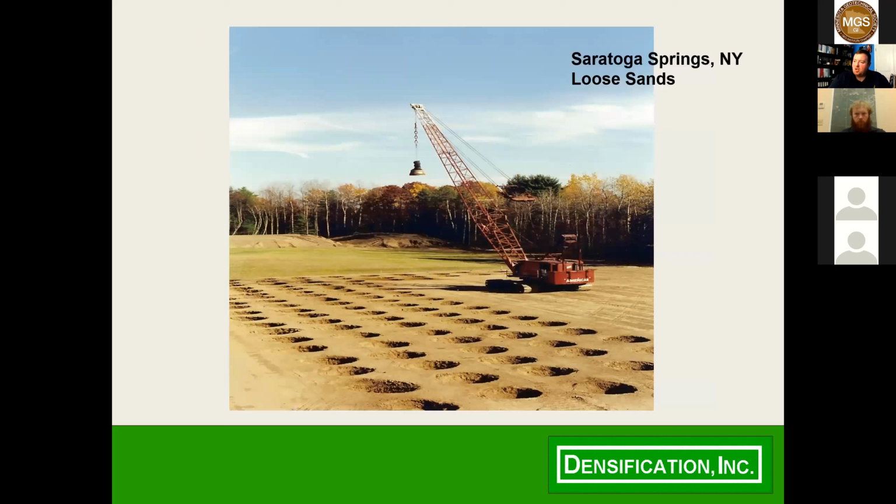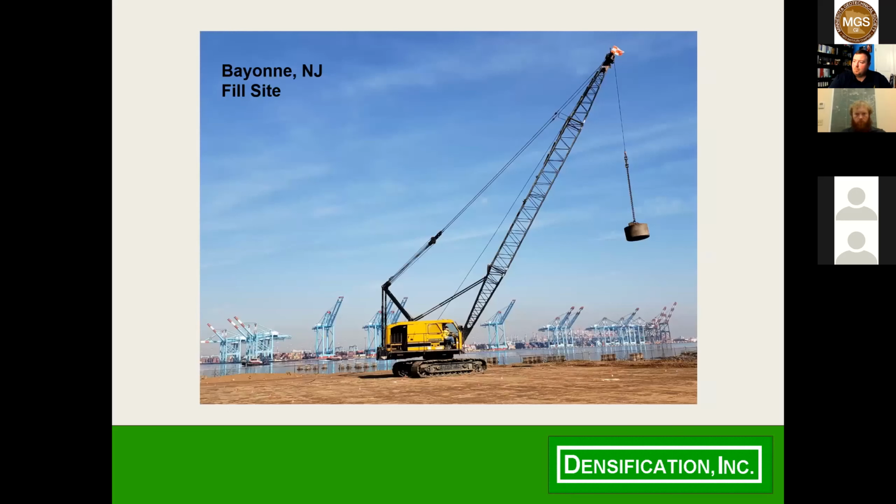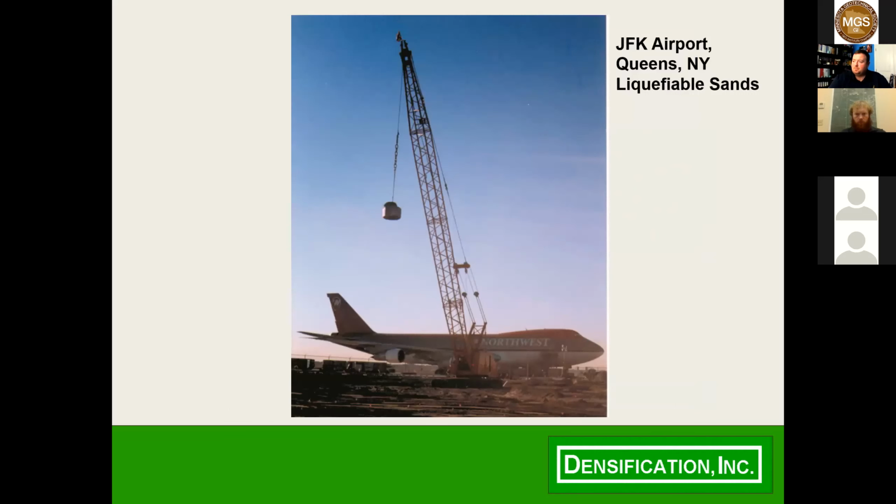Another sandy site in New York. You can see what the good crater formation looks like. We do a lot of work in Jersey. Again, a lot of uncontrolled fills in reclaimed areas, especially near waterfronts over time. Job at an airport out in Queens, out at JFK. This was all liquefiable soils. Long Island has a lot of liquefiable sands out that way.